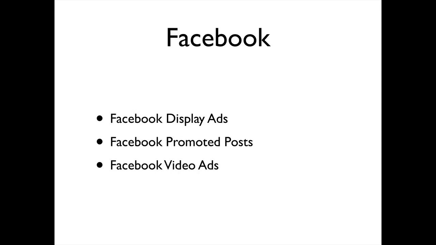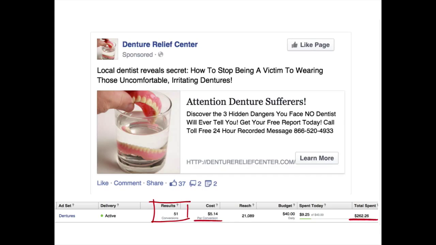Now Facebook, you've got display ads, which show up in the news feed and in the right-hand column. You have promoted posts, which also show up in the news feed. And you have Facebook video ads. Here's an example of a great ad that would be in your Facebook news feed targeting denture sufferers. As you can see, 51 conversions. That's name, email address, and phone numbers for $5.14 apiece in this campaign. And they all go where? Right into your behavioral predictive response marketing machine.